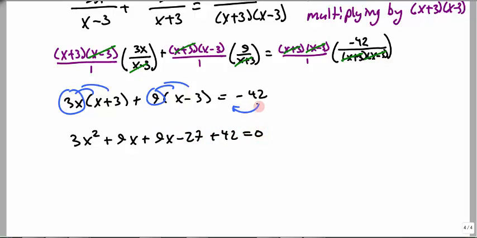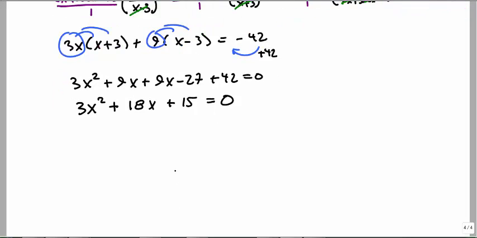So I'm going to add the 42 across. Whatever you do to one side, you do to the other. So I end up with 3x squared, 9 plus 9 is 18x, negative 27 plus 42 is, sorry, positive 15. 42 minus 27, and this of course equals 0. Now if you notice there's a common coefficient of 3, so if you wanted to you could factor out a 3, but it's really not necessary.